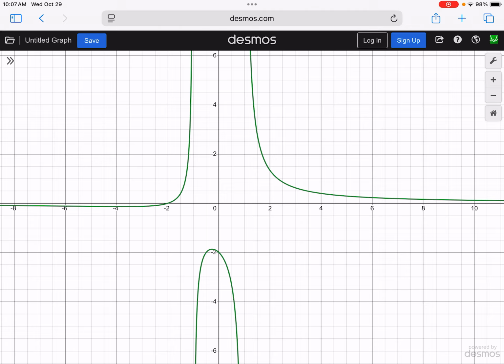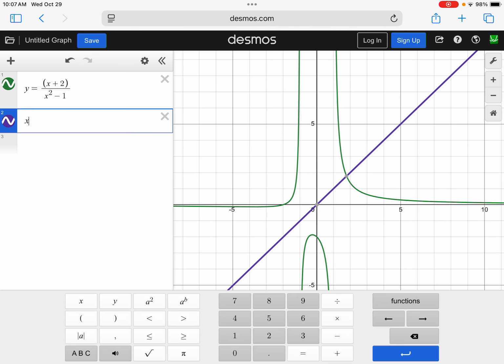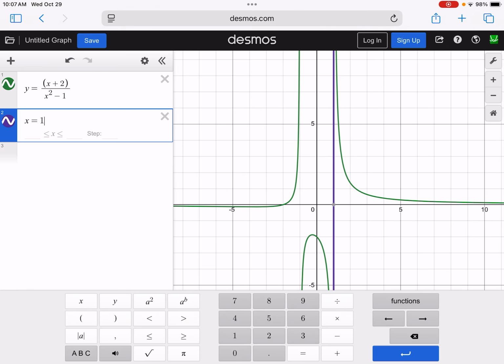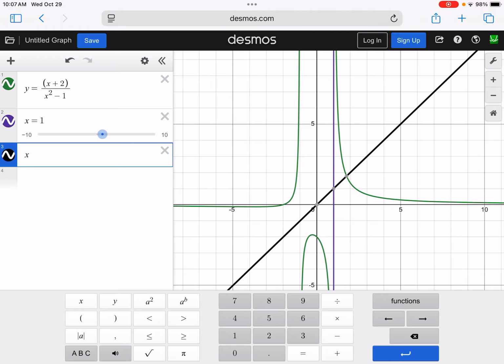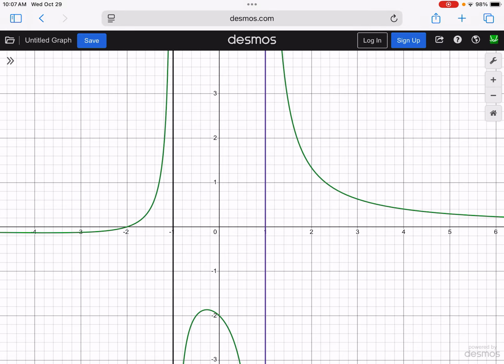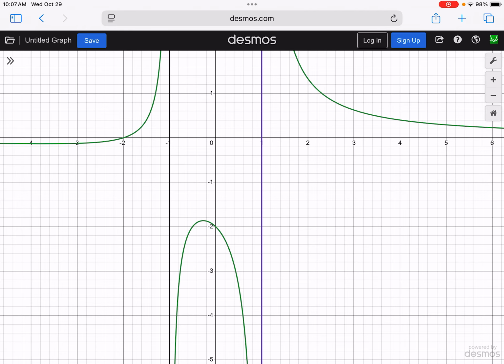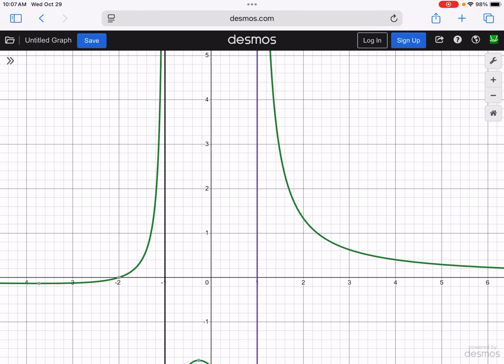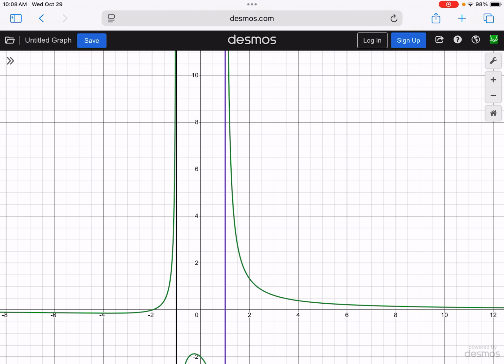Now we know our vertical asymptotes are at positive 1 and negative 1. Let me draw those two vertical lines: x equals positive 1, and x equals negative 1. These two vertical lines are the vertical asymptotes. If we go all the way down and all the way up, the graph never touches these vertical asymptotes. It doesn't matter how far you go, the graph does not touch the vertical asymptote.